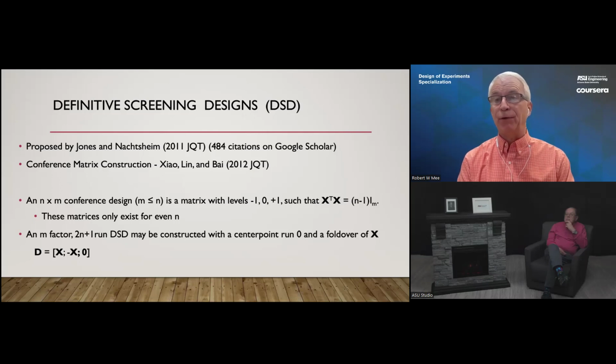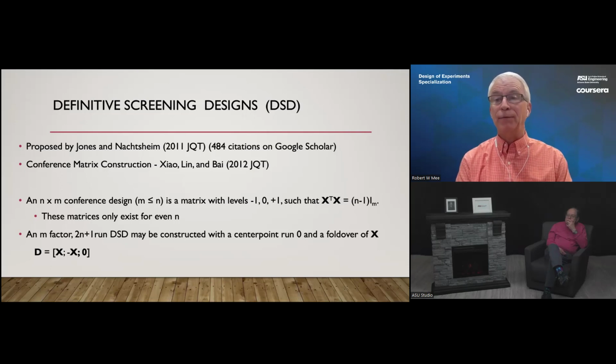In the example that you're about to see, both M, the number of factors, and N, the number of rows of that matrix, are going to be 6. A conference matrix has -1, zeros, and ones. There is a single 0 in each column. The other values are plus or minus 1.